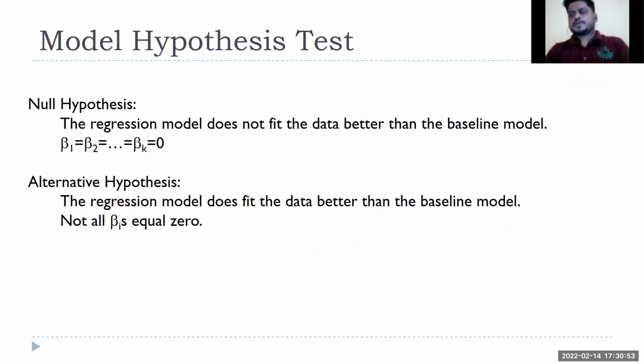So then what about the hypothesis? That is where the explainability or interpretability of the model comes into the picture. This is what we had discussed earlier also in the BRM classes. Our null hypothesis will be that the regression model does not fit the data better than the baseline model. The baseline model, as we discussed that day, is the mean value.